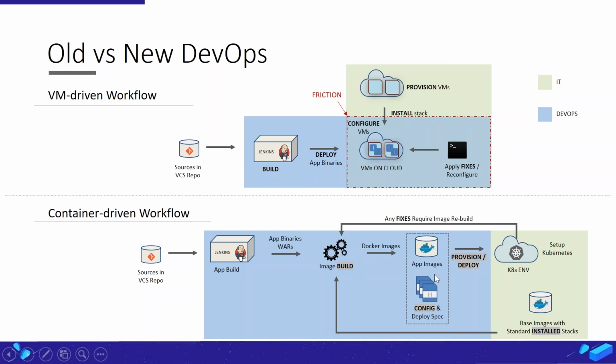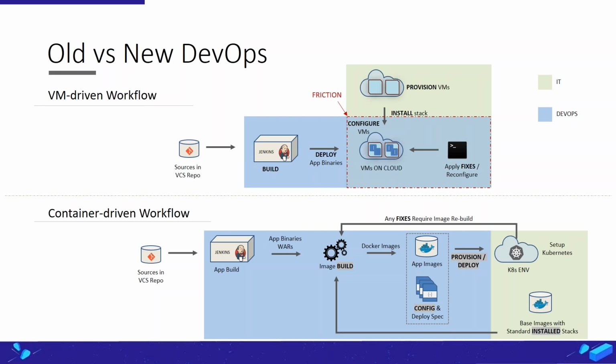And then, along with those application images, they will also have to supply the configuration and then generate or write deployment specs in order to provision all of this or deploy all of this onto a Kubernetes environment. And all that IT would do is set up this whole Kubernetes environment and make it available for the teams to provision their containers onto. And then, as Mayur mentioned earlier, anytime you need fixes, you would need to go back and rebuild images and essentially go through this whole cycle all over again.